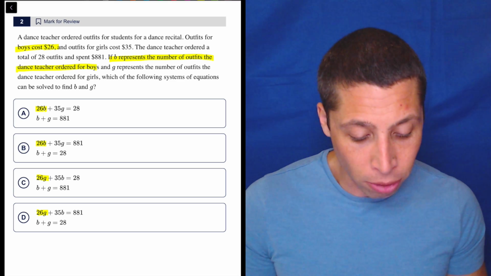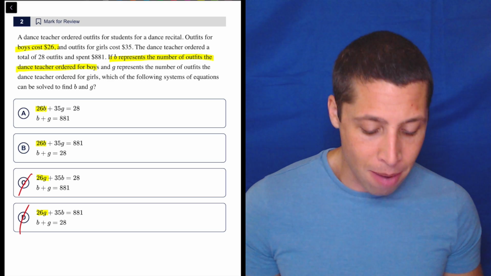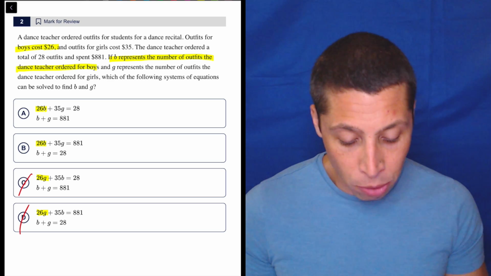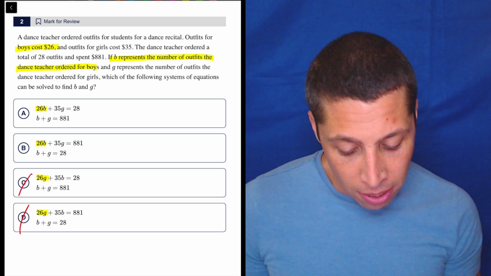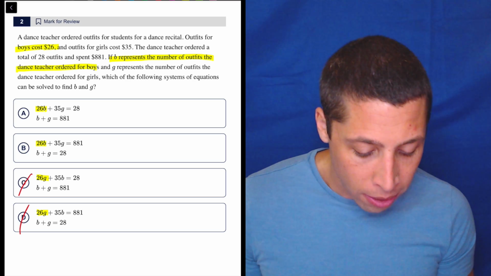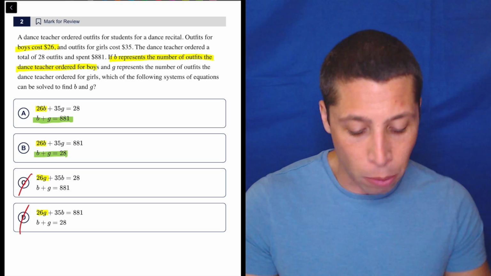It's literally that the B goes to 26. So already I know it's not A and C and D. And then I'm just thinking, what else is different? The other difference here is, I'm going to focus on the bottom equation. Does B plus G equal 81, or does B plus G equal 28?